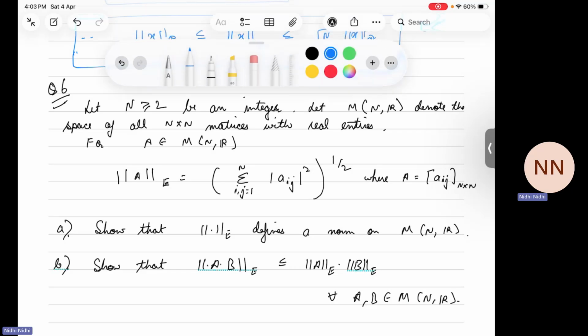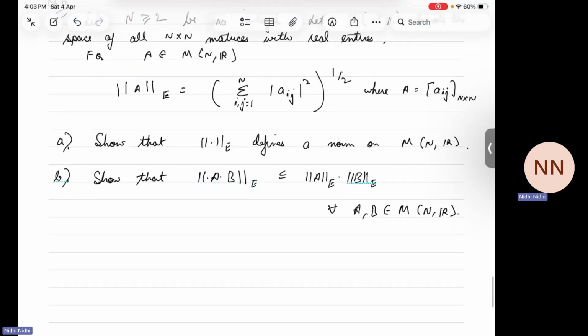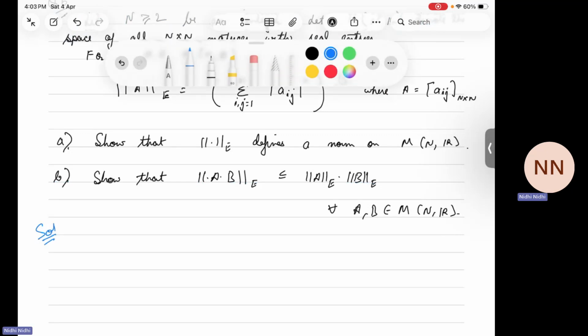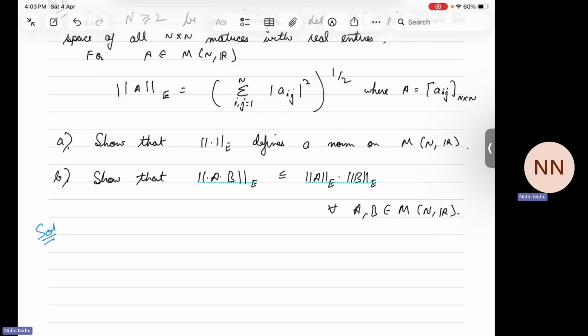So first things first, let's start with the notion of a normed linear space. A normed linear space is just a vector space. I'll just recall the basic definition of a normed linear space. We denote it as (X, ‖·‖). It's a structure that has a vector space and some norm.